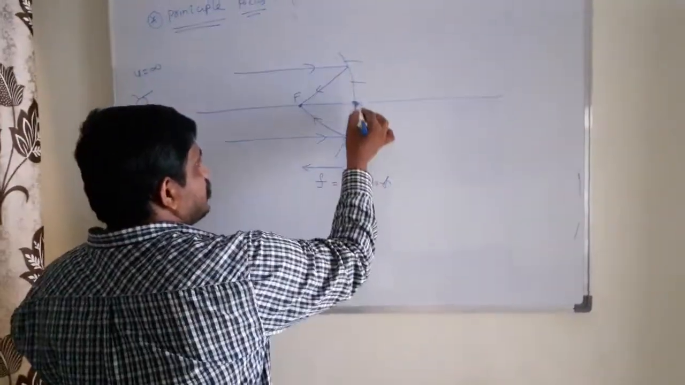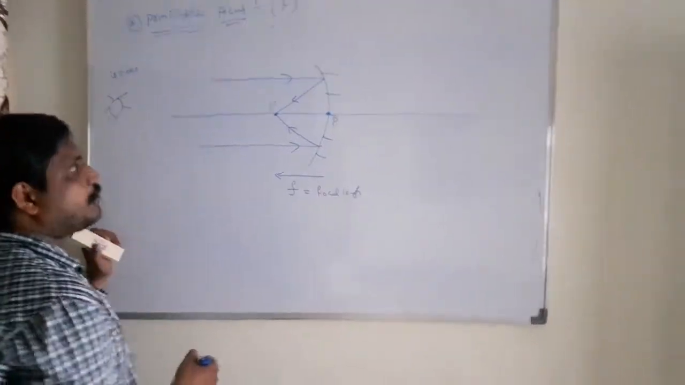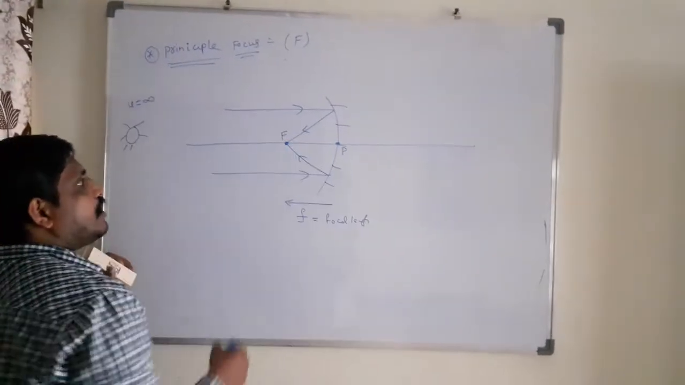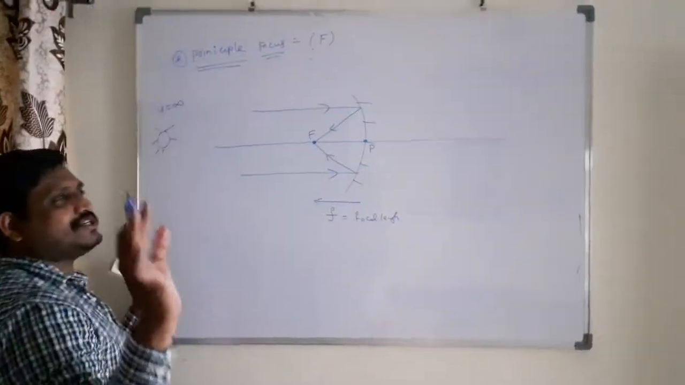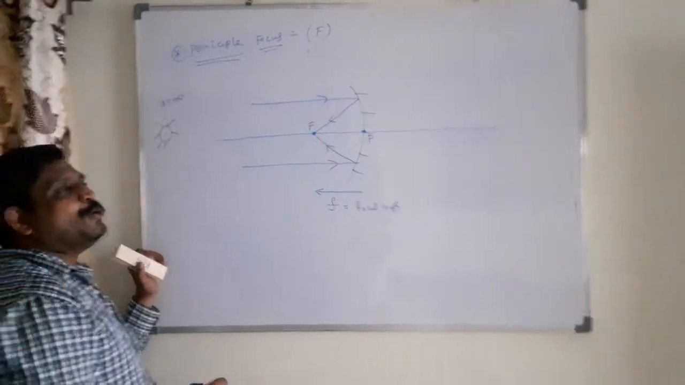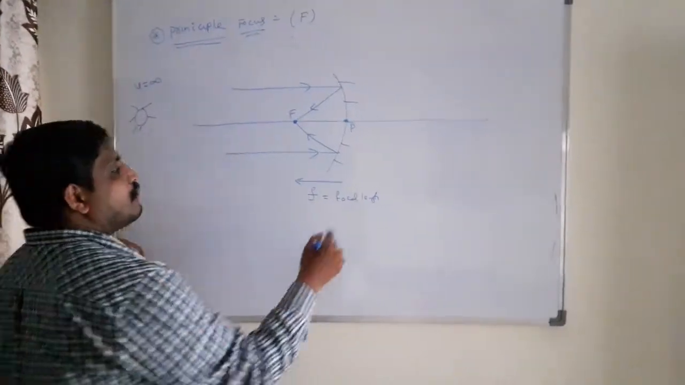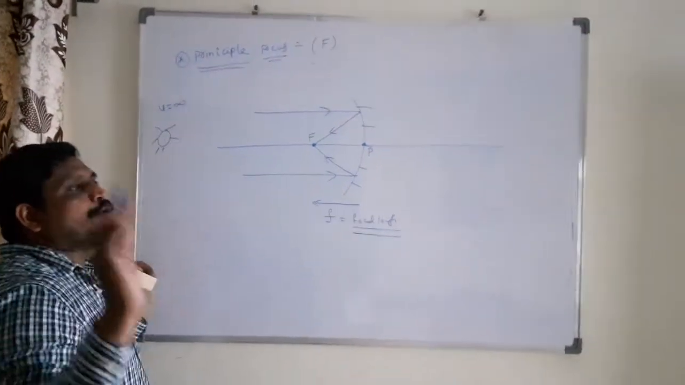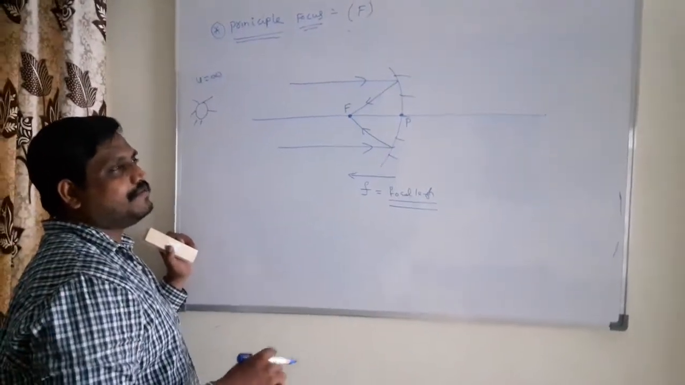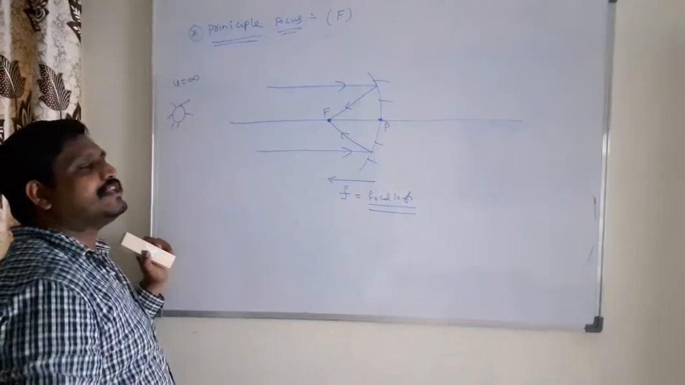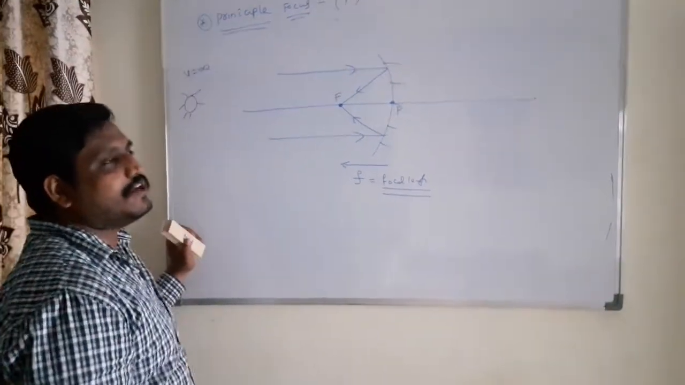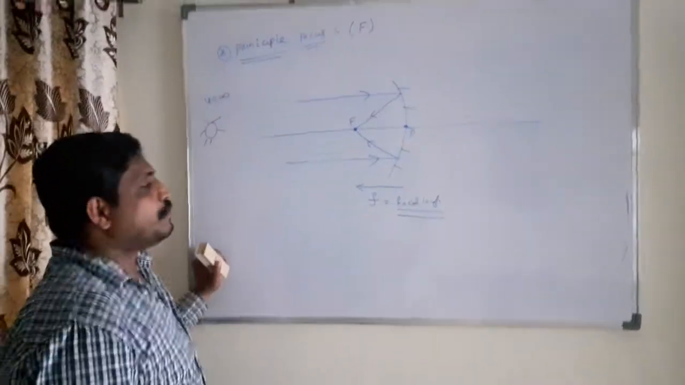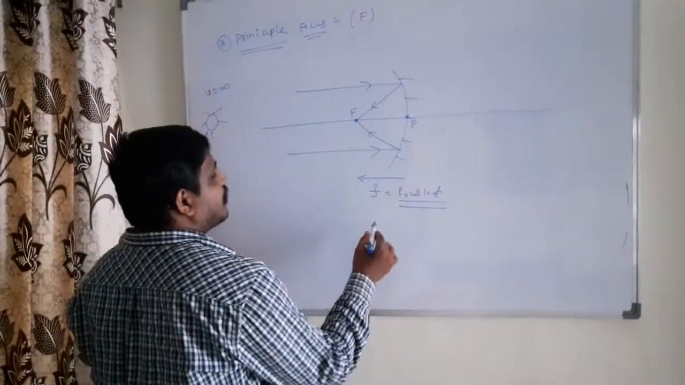Look here. The center point of the mirror is called the pole. The meeting point is called the principal focus. The distance between the pole and the principal focus is called the focal length.